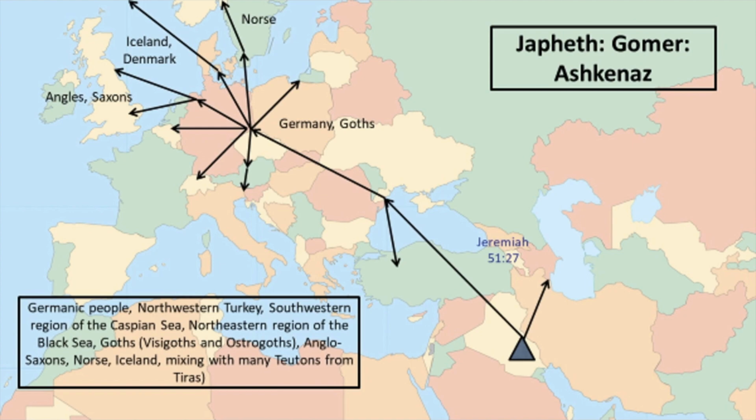And so here is where Ashkenaz, his descendants coming from the Middle East, going into modern-day Germany, as well as modern-day Switzerland, Sweden, the British Isles, and the Germanic peoples would be such as the Goths, the Visigoths, the Ostrogoths, Anglo-Saxons, Norse, Icelandic people, and various other groups. And so now I think y'all are starting to see the picture when it comes to what I am displaying.